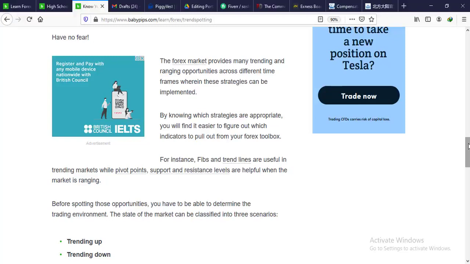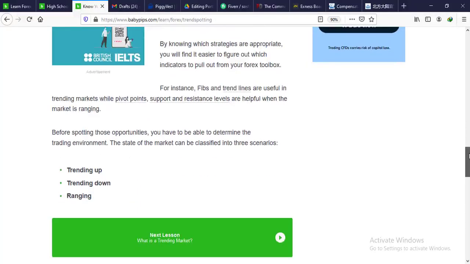By knowing which strategies are appropriate for the market environment, it will be easier for you to figure out what indicators to pull out of your forex trading toolbox. For example, Fibonacci retracement levels and trend lines are useful in trending markets, while pivot points and support and resistance levels are helpful when the market is ranging.